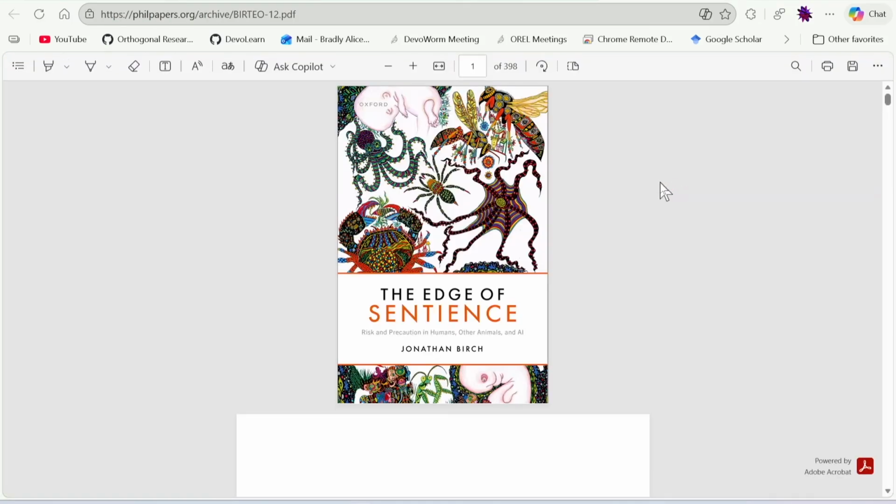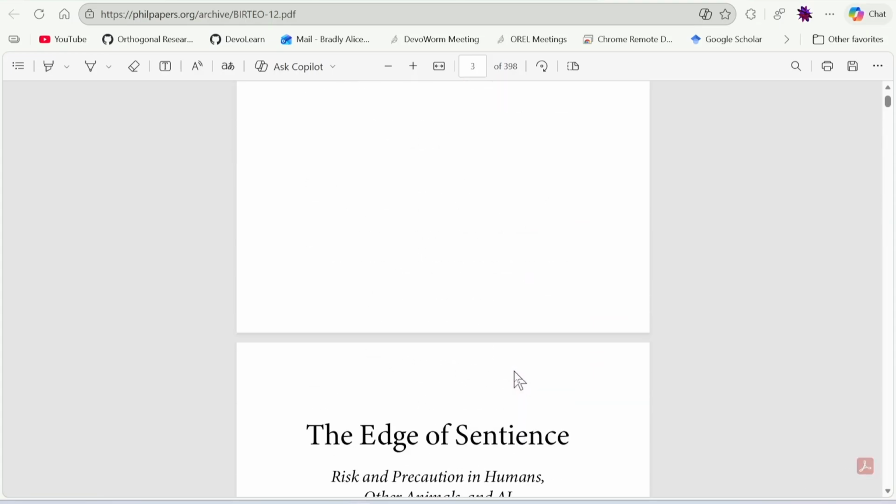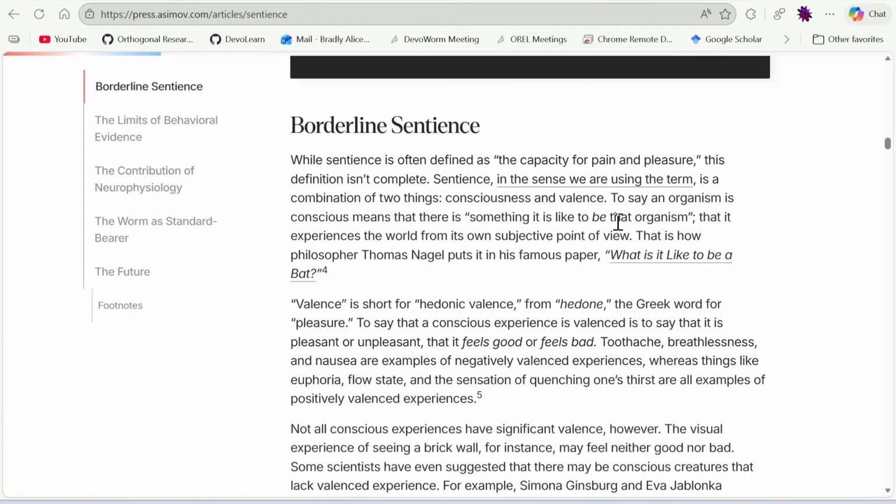Basically, it's from this book, The Edge of Sentience by Jonathan Birch, and it's about the ability to feel pain and pleasure, and that's kind of where they draw the line for this article. And then sentience is a combination of two things: consciousness and valence. To say an organism is conscious means that there's something it is like to be that organism, that is, it experiences the world from its own subjective point of view.